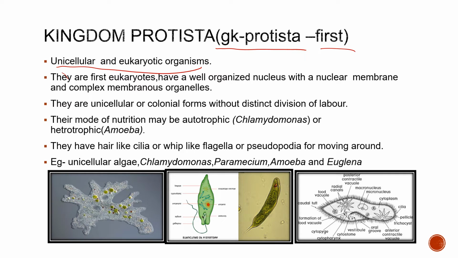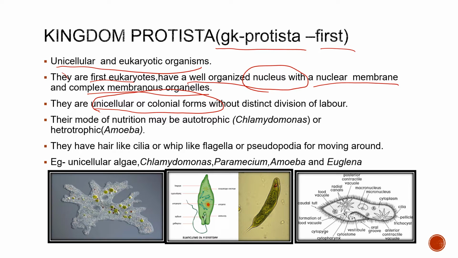So they are the first eukaryotes which have a well organized nucleus with a nuclear membrane, and complex membranous organelles. Now they are unicellular or they are in colonial forms.